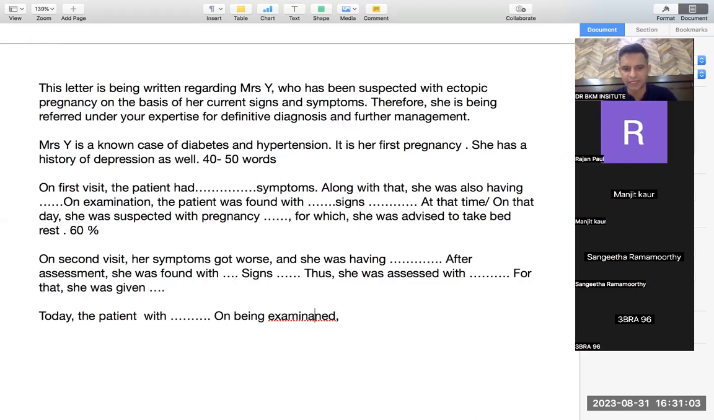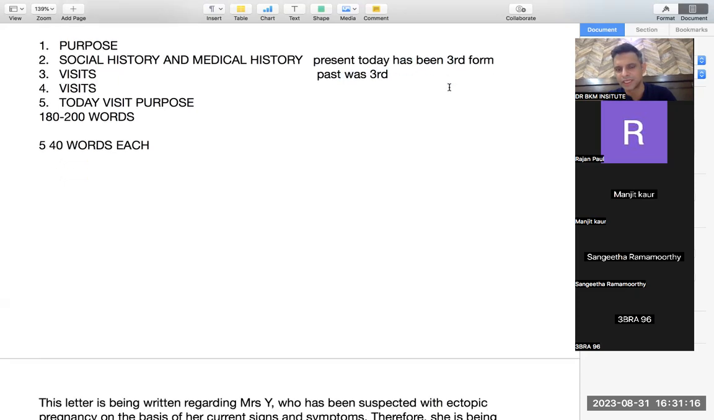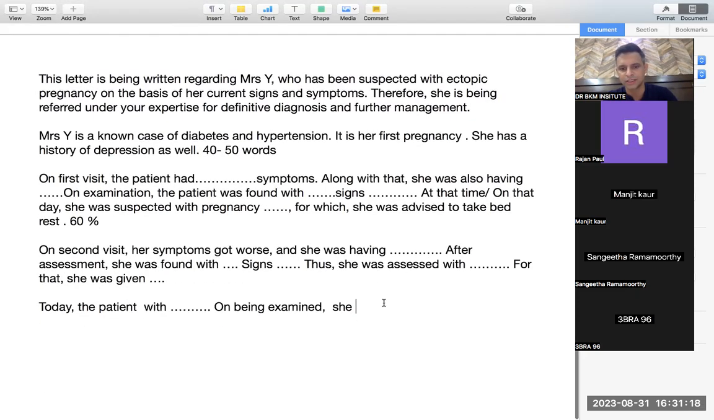and the grammar will again come back to normal, which I said is present, has been plus third form. On being examined, so rather than was plus third form, you are using has been plus third form because it's in today's visit. Today, on being examined, she has been found with, or she has been assessed with, whatever the situation is of today.